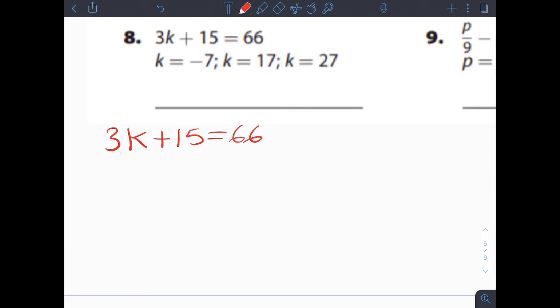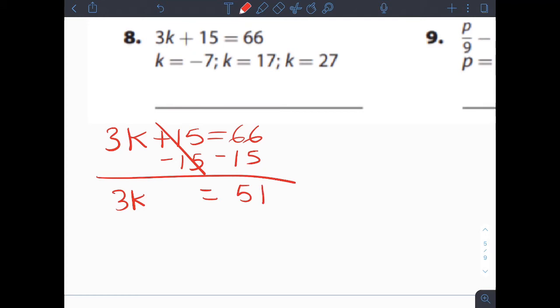So first, I have to cancel out my positive 15 by adding negative 15. And what I do on one side, I do on the other. Cancel your 15s. 3k brings down. And then 66 minus 15 will be 51. Okay? But I'm not done yet because I want my variable by itself.